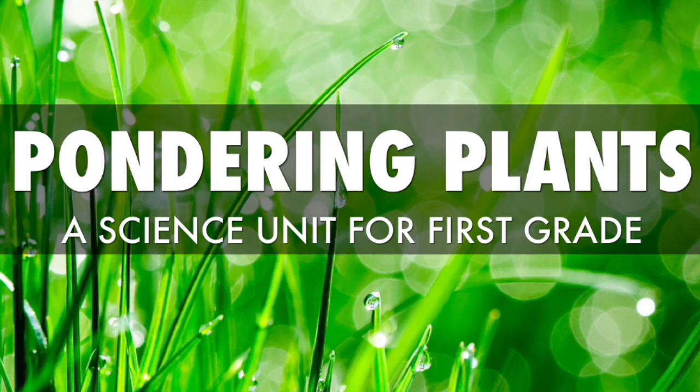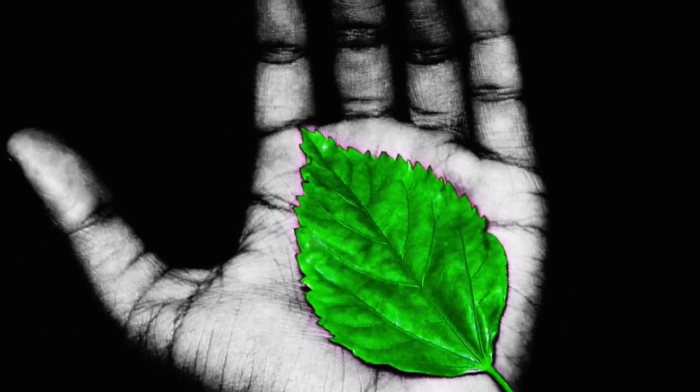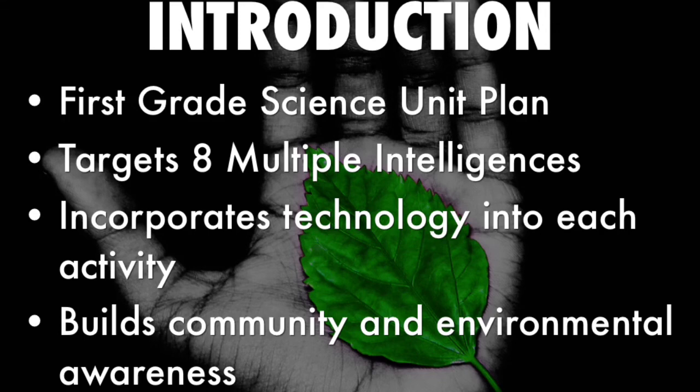Pondering Plants is a science unit for first grade students. It targets the 8 multiple intelligences, integrates technology into each activity, and builds community and environmental awareness.